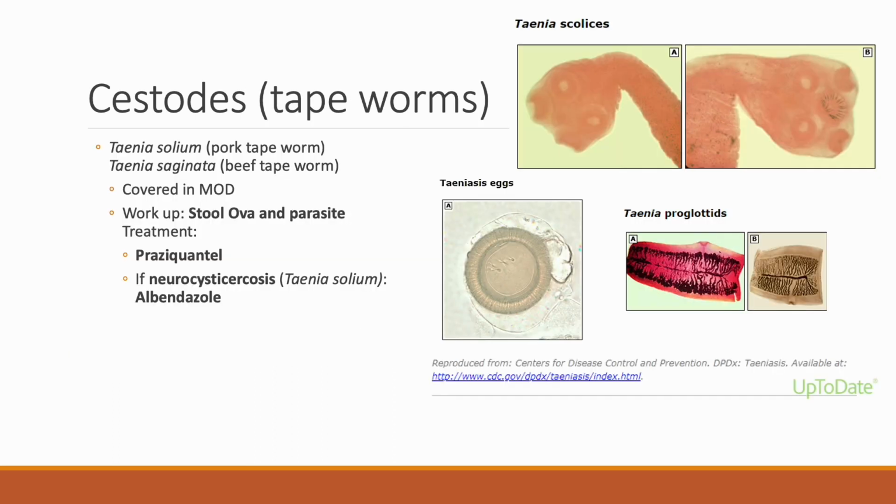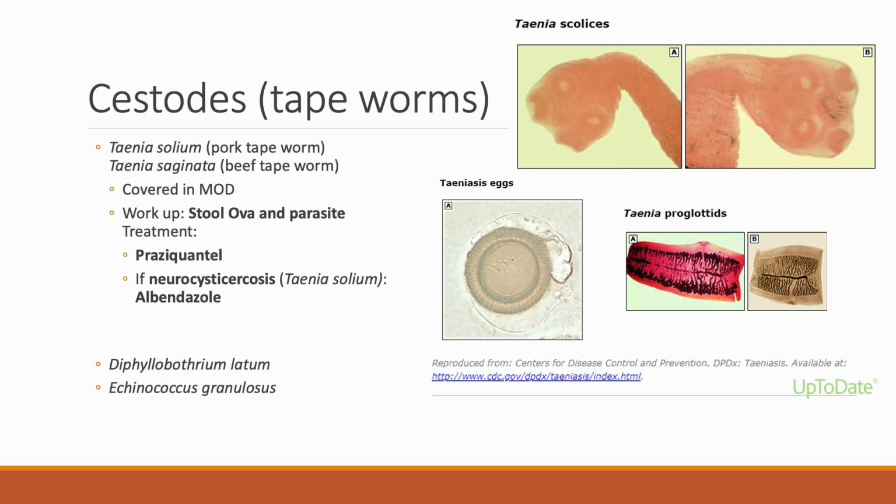We'll turn now to the cestodes or tapeworms. Similarly, the cestodes Taenia solium and Taenia saginata were well covered in MOD, and we'll just mention here that likewise they are diagnosed through stool ova and parasite test. Taenia is identified by the eggs or proglottids in the stool. Additionally, they're treated with praziquantel. One exception here, however, is that neurocysticercosis due to Taenia solium is treated with albendazole.